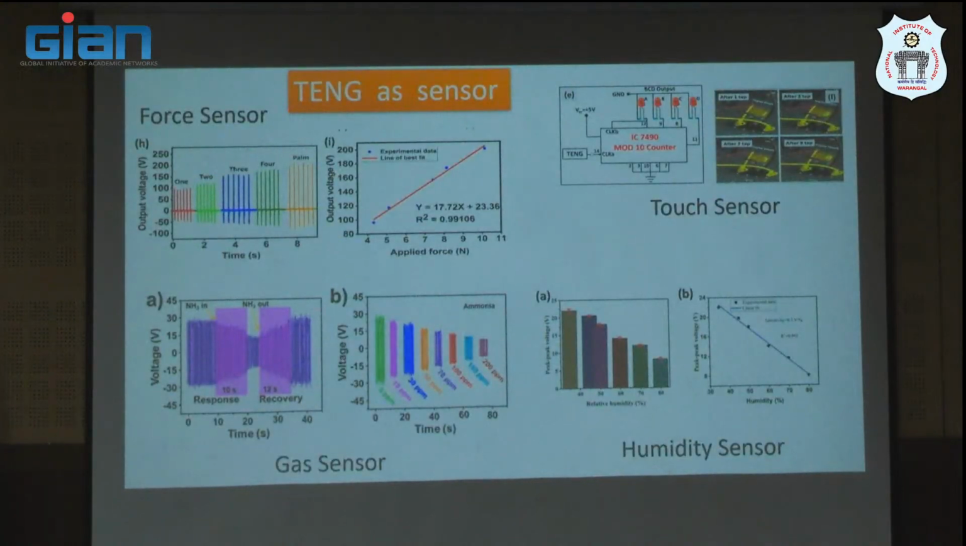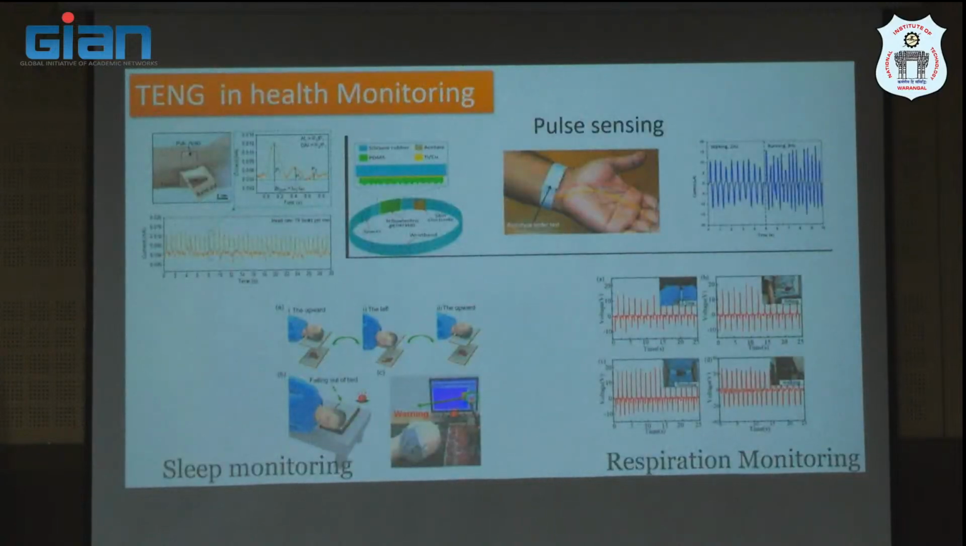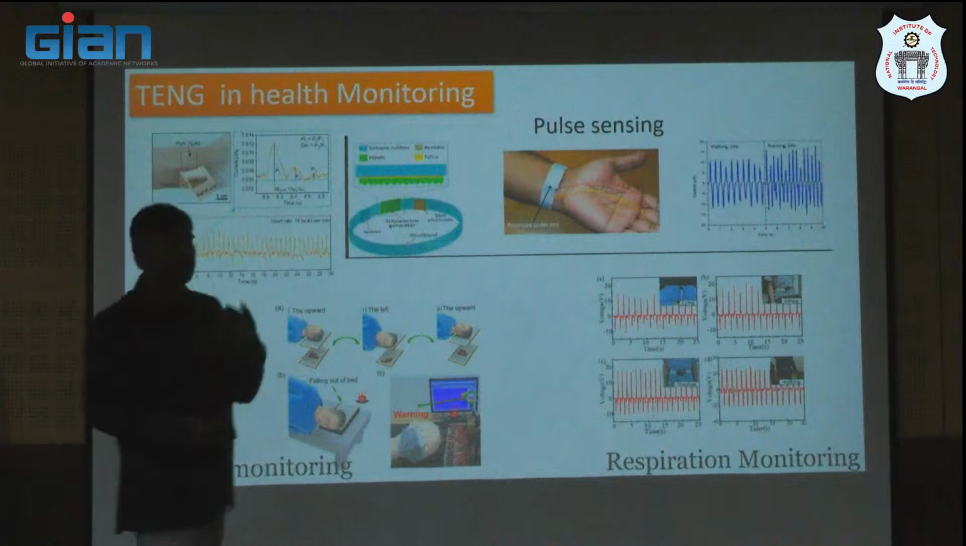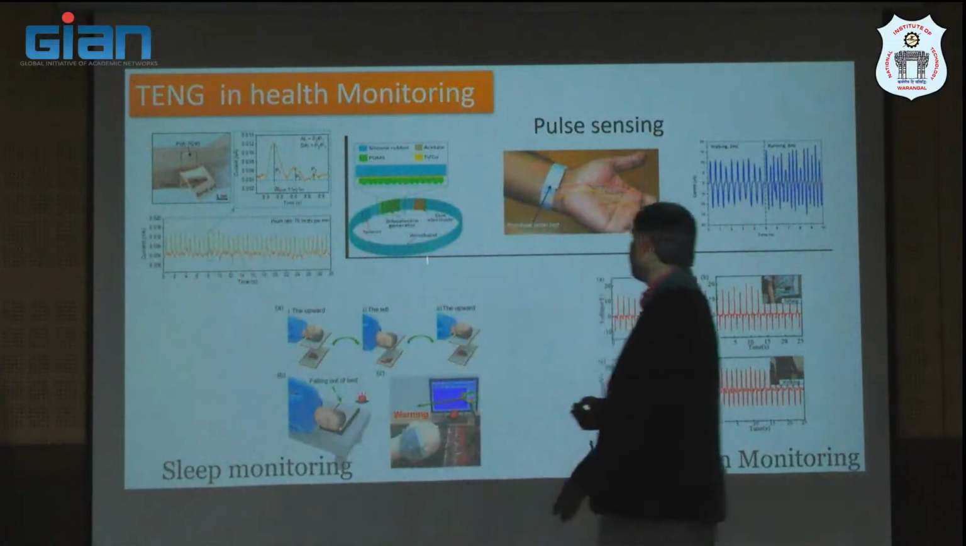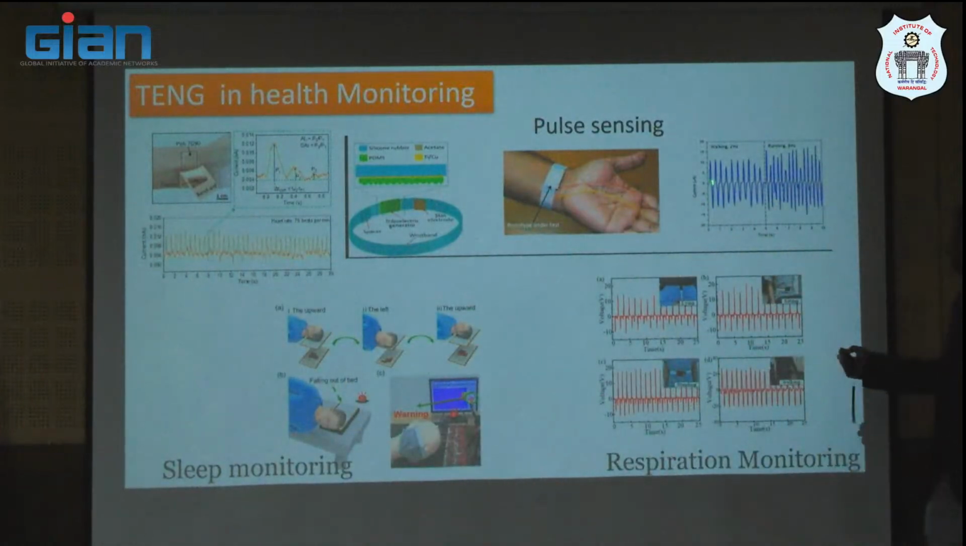We can also use it for a force sensor, touch sensor, as I said just now. So this is for health monitoring application. As you can see, he made a TNG device in this small wristband. Whenever there is a pulse, right? The small pulse will be there. So when the pulse goes up and down, the small pressure is enough to produce a current signal which can be monitored for pulse sensing, whether the person has a pulse or not. This is sleep monitoring, which we have already explained.